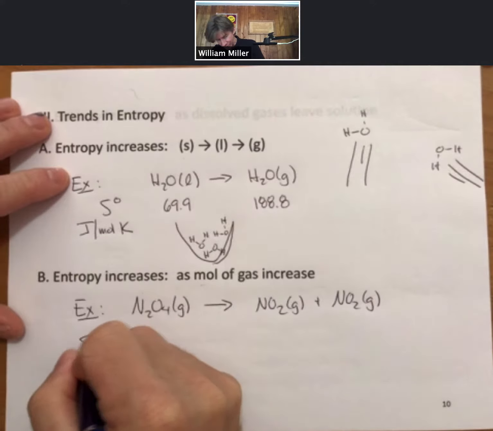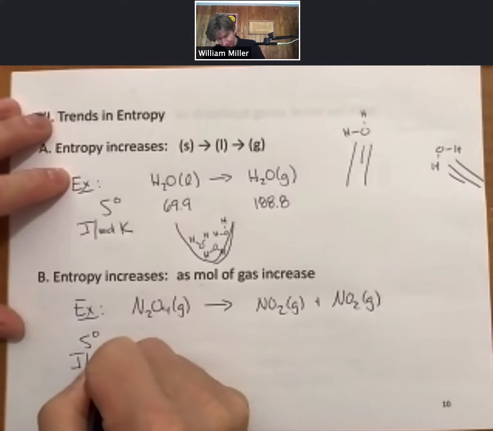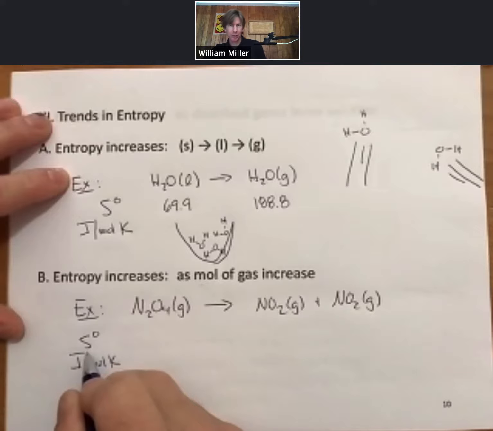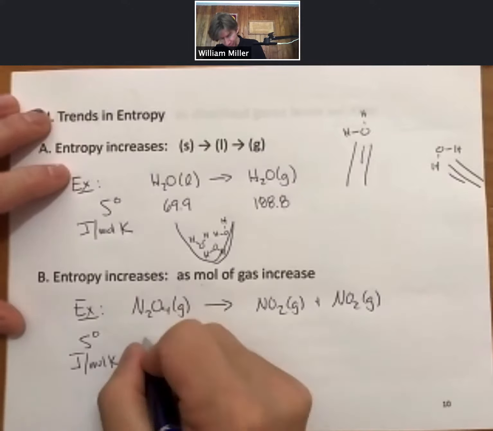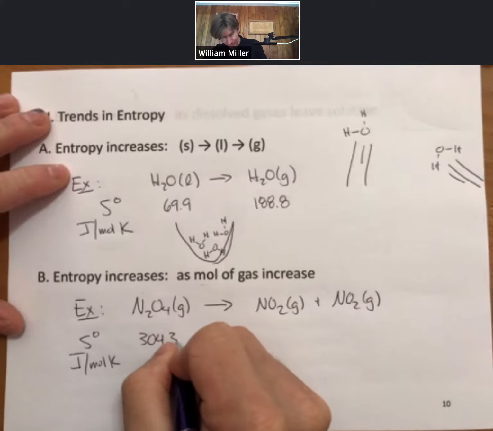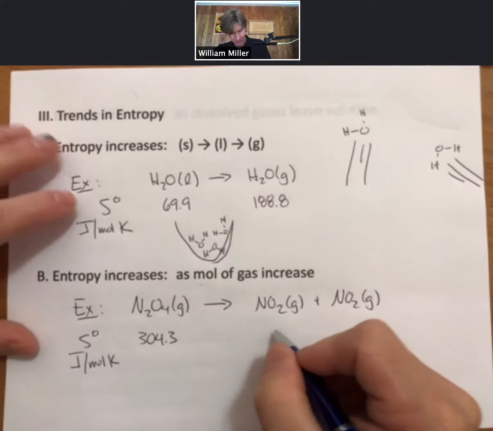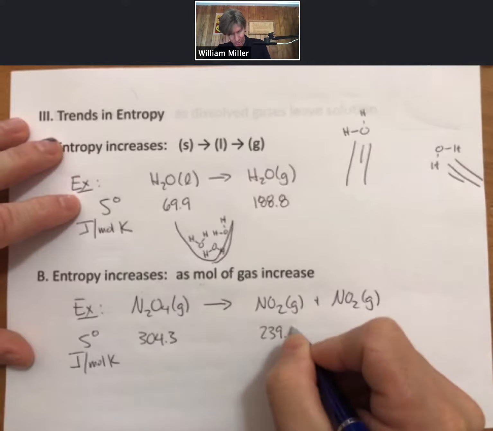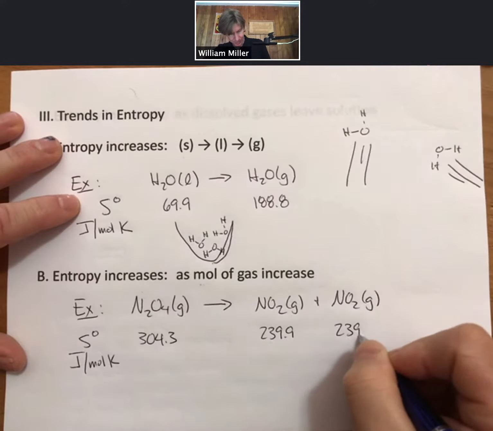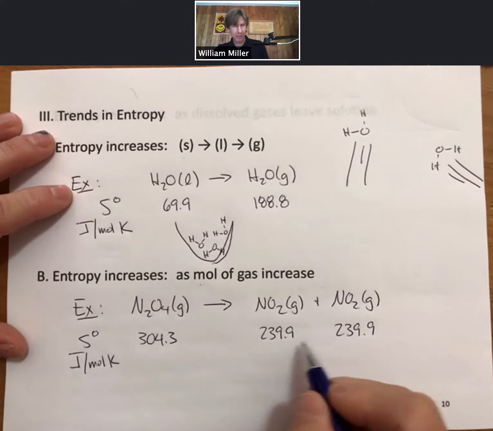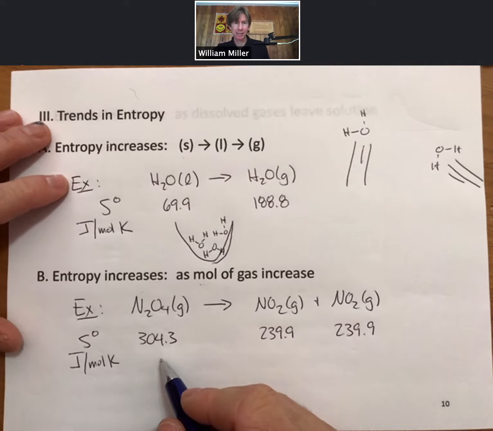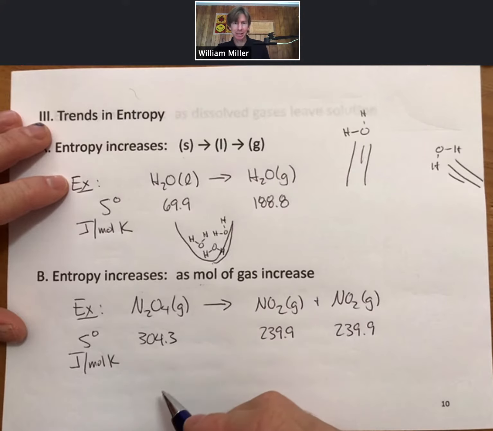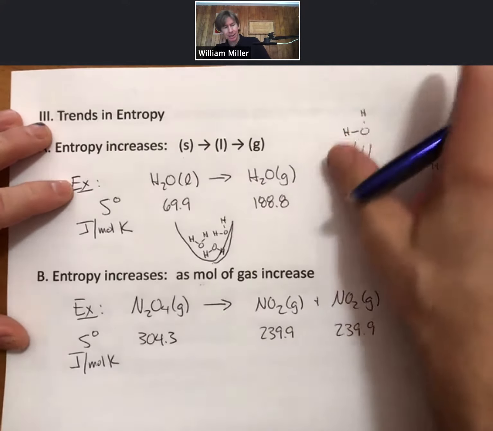Again, we go to our sheet and look up the standard entropy values. We would see that dinitrogen tetroxide is 304.3, and each of these is 239.9. Add up the entropy for the products, and it is more than the entropy of the reactants. Entropy has increased.